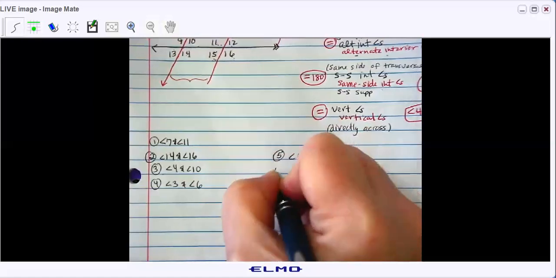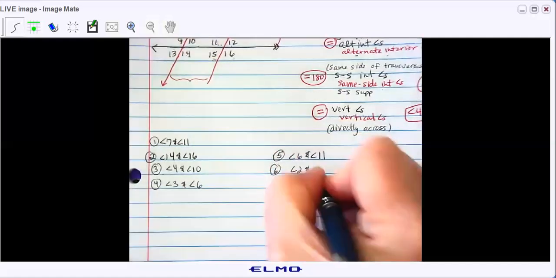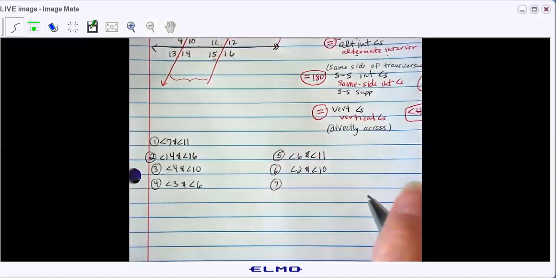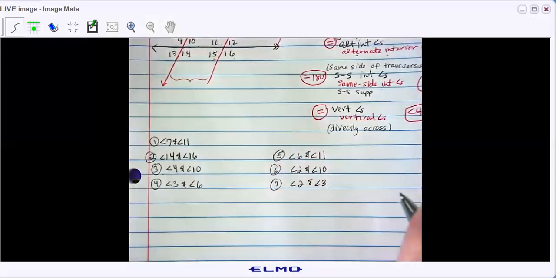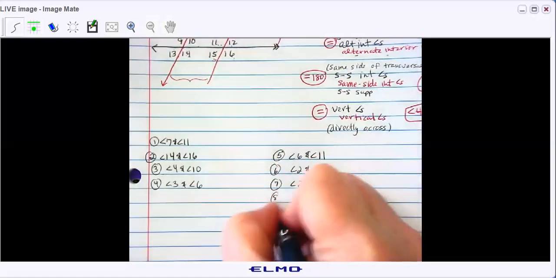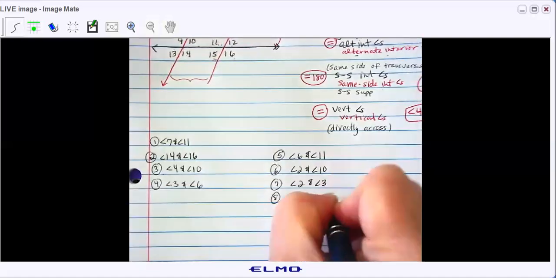Number 5 is angle 6 and angle 11. Number 6 is angle 2 and angle 10. Number 7 is angle 2 and angle 3. And last, number 8, angle 7 and angle 12.